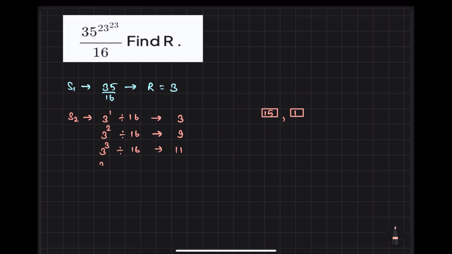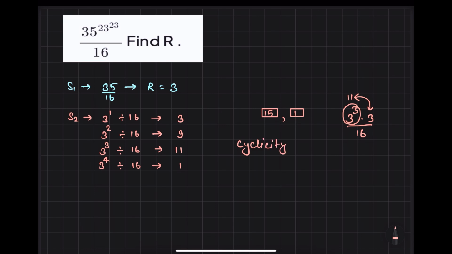Okay, now 3 power 4. Now things will get ugly. You know that you have to break this thing as 3 power 3 into 3. So if you divide 3 power 3 by 16, you will get remainder as 11, and then you have to multiply this thing with 3, so it is 33. So remainder is 1, because 16 2 times 32. So we got our cyclicity as 4.